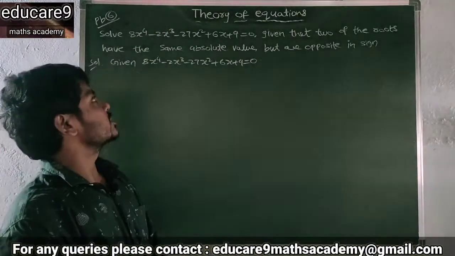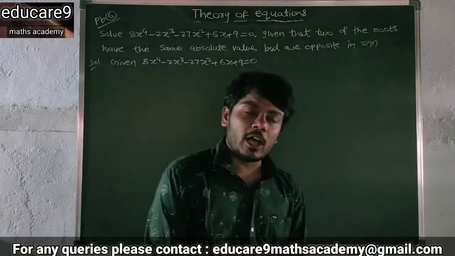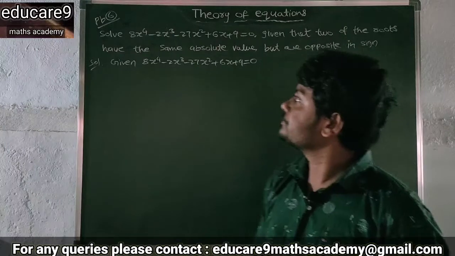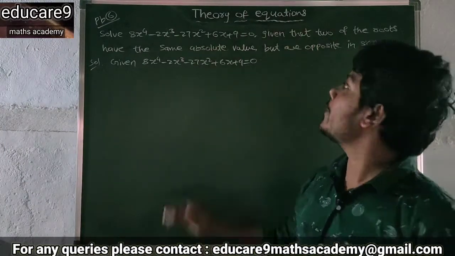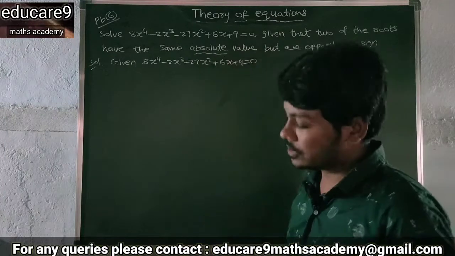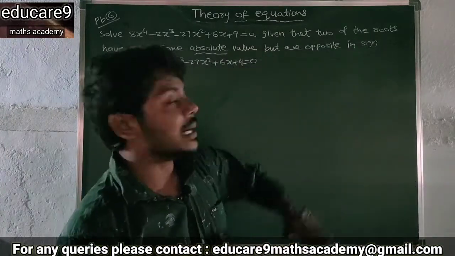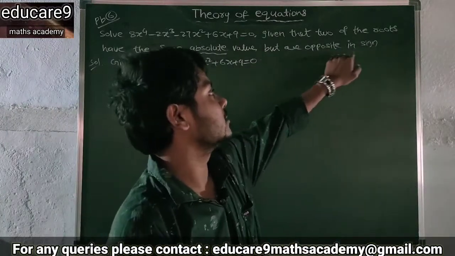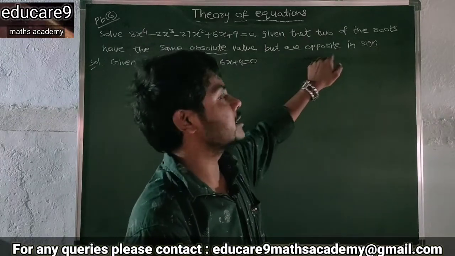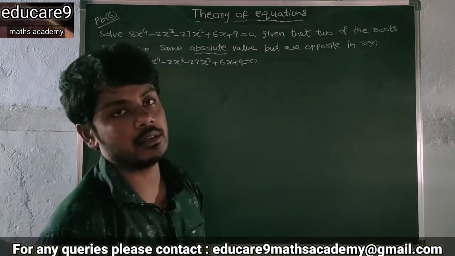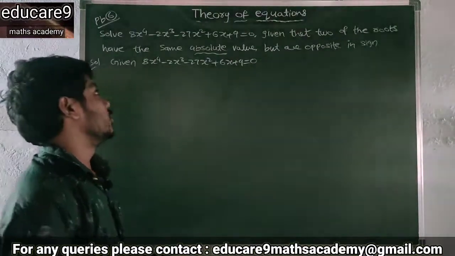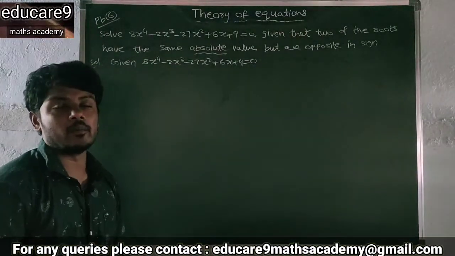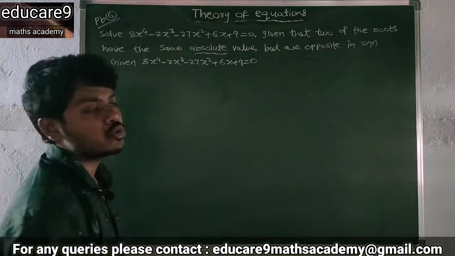So see the next question. The given polynomial is a 4th degree polynomial and two of the roots have the same absolute value. So the value is the same but the sign is different. Okay? That means both roots are opposite in sign. So clearly this is a 4th degree polynomial. So you know that every 4th degree polynomial has 4 roots.